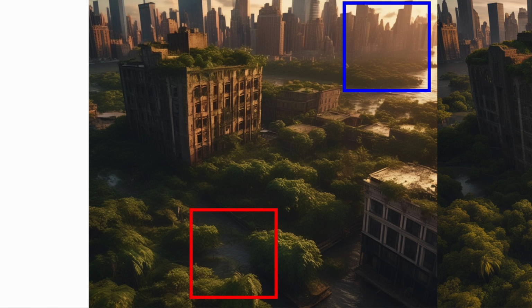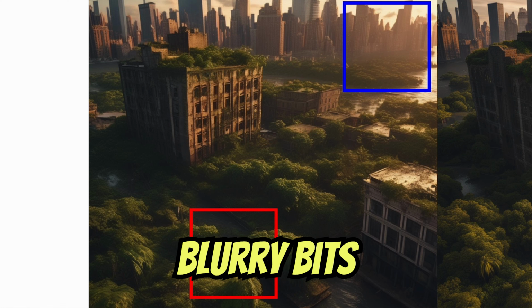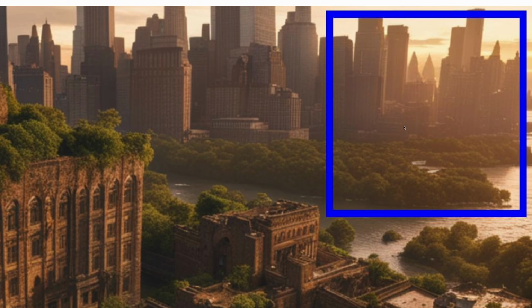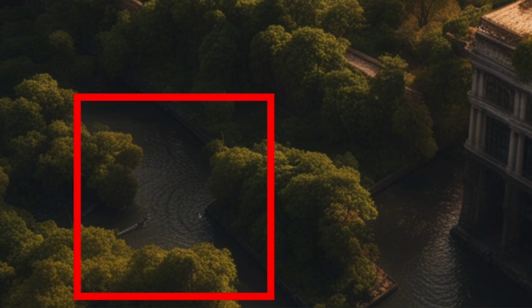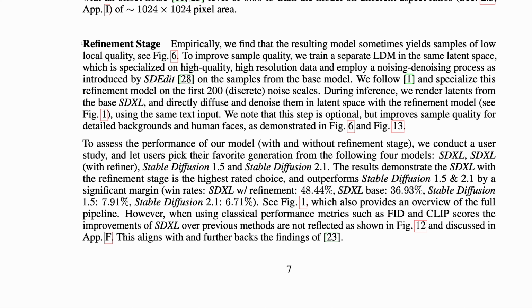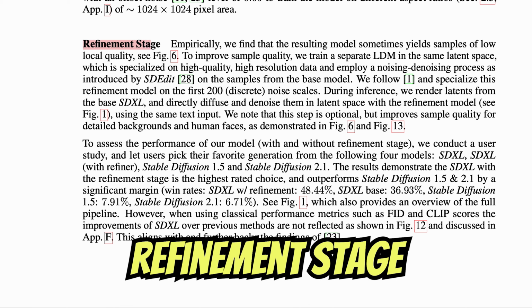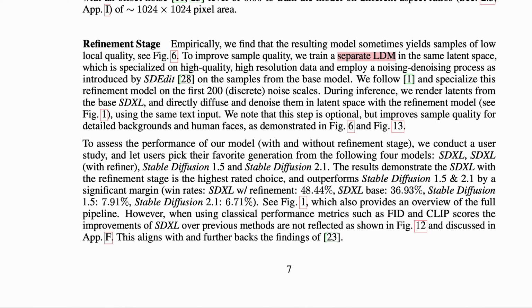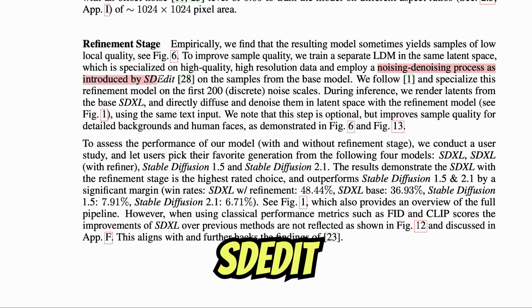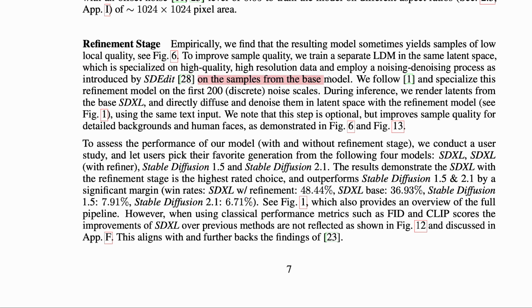After this training, they found that sometimes the base model produces blurry bits. These buildings are not super crisp, and neither are those ripples. Those are some sharper buildings. And look at those nice little waves. These improvements come from adding a refinement stage, which is a separate latent diffusion model in the same latent space that is specialized on high-quality, high-resolution data and uses the noising-denoising process as introduced by SDEdit on the samples from the base model. This is found to improve sample quality for detailed backgrounds and human faces.